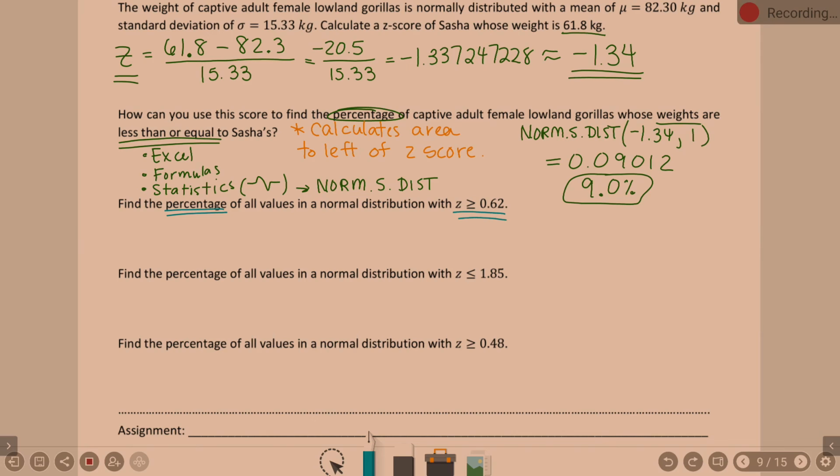Okay, so what are we going to do here? We're going to go into Excel. NORM.S.DIST. What are you putting in? What's my z-score that we're putting in? Is it still the negative 1.34 or no? Now I'm on a new problem. If I'm looking for z greater than or equal to 0.62, we're using the z-score of 0.62. Yep. Cumulative of 1 for 100%. And this is it? That's it?